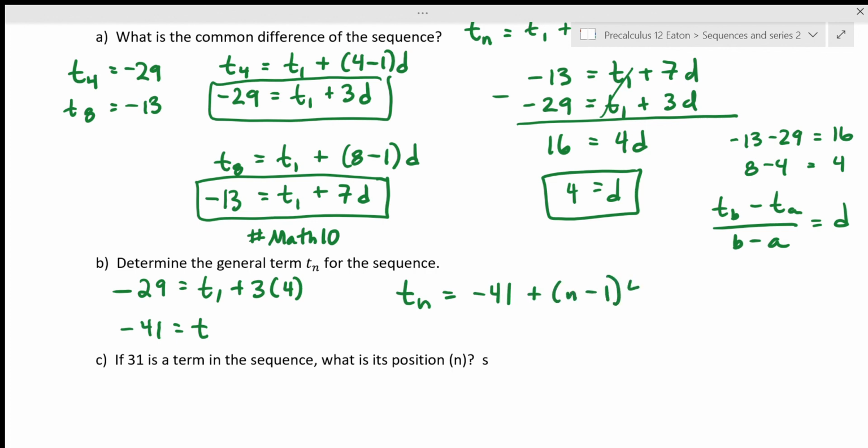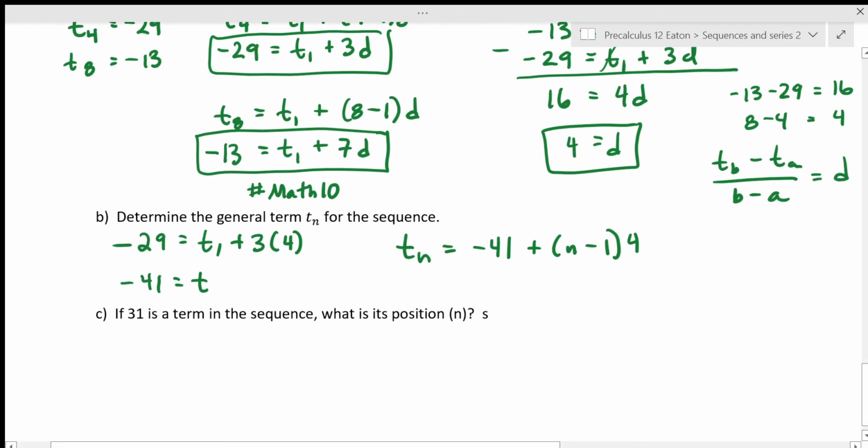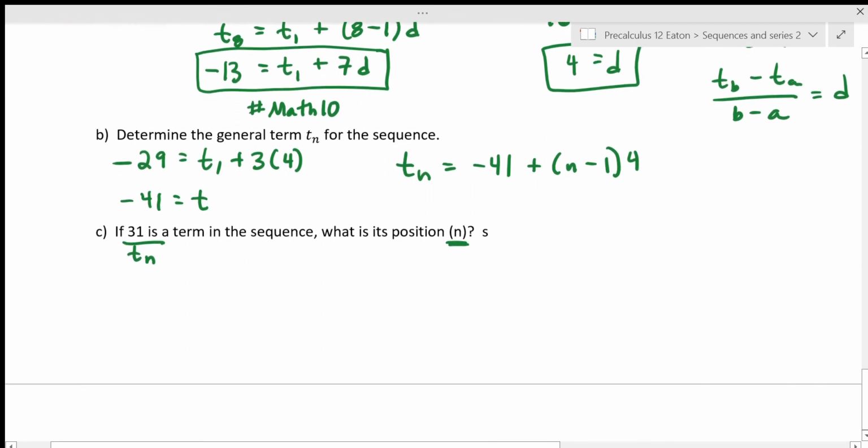And I don't necessarily have to simplify it. So now, if 31 is a term in the sequence, what is its position? So we're looking for n. I can use what I have just calculated. So 31 is going to be my T sub n, and we're looking for the n for that particular T sub n. T sub n and n come in pairs.